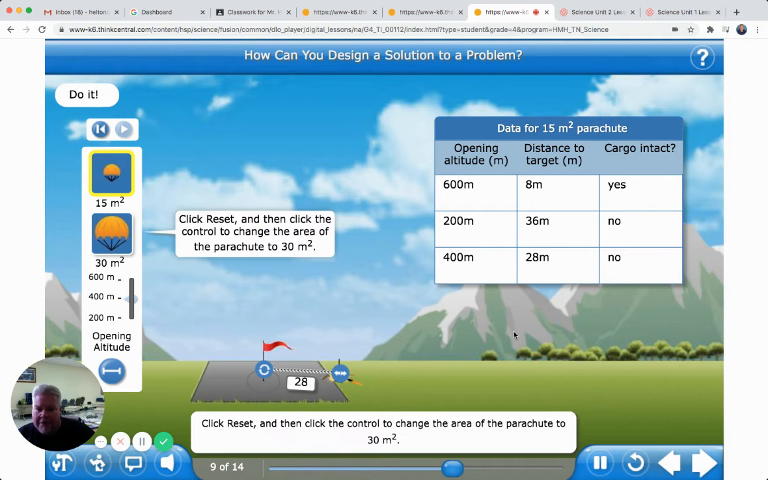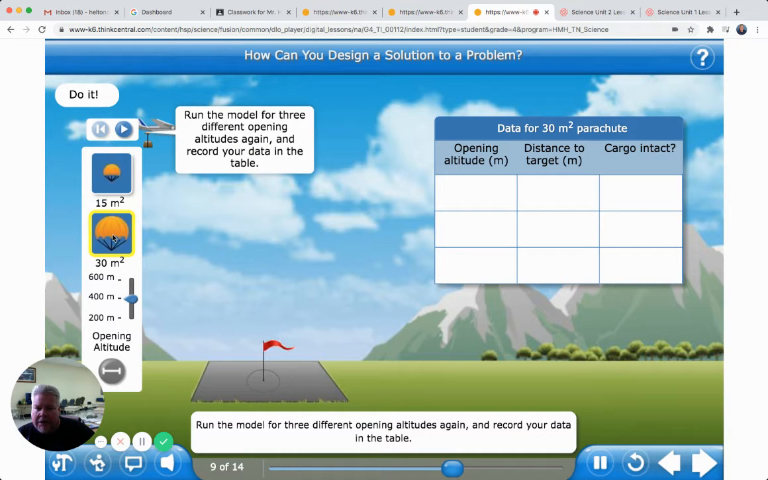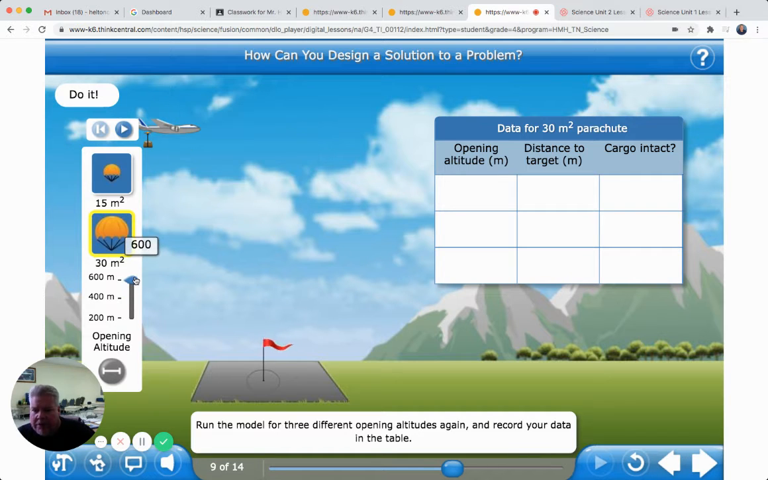Okay. Click reset, and then click the control to change the area of the parachute to 30 square meters. Okay. Run the model for 3 different opening altitudes again and record your data in the table. Well, we'll just start with the highest from 600 meters. And let's see what happens. Definitely slower. It's looking pretty good, though.